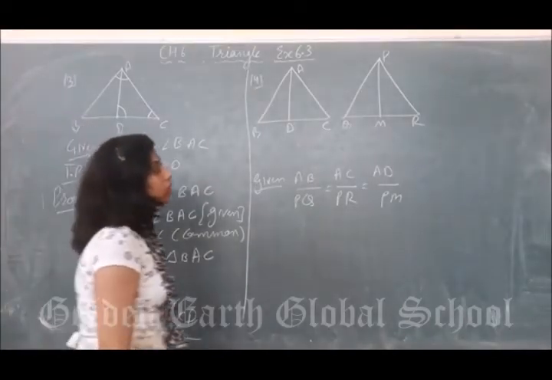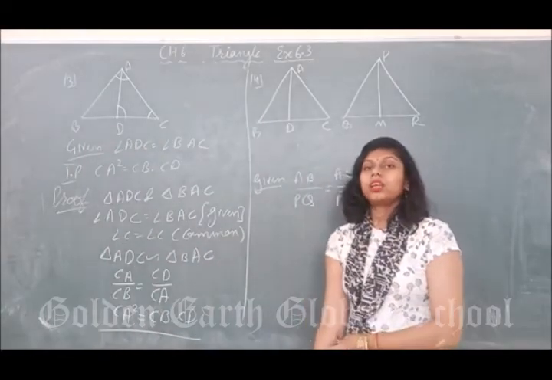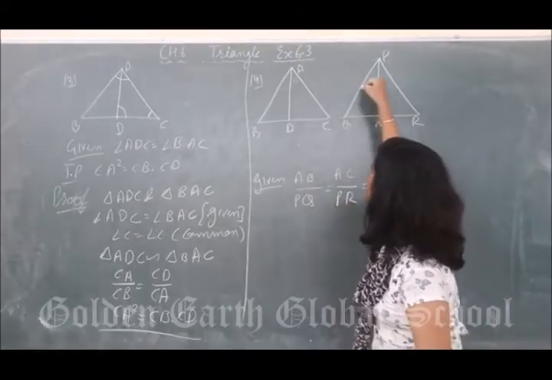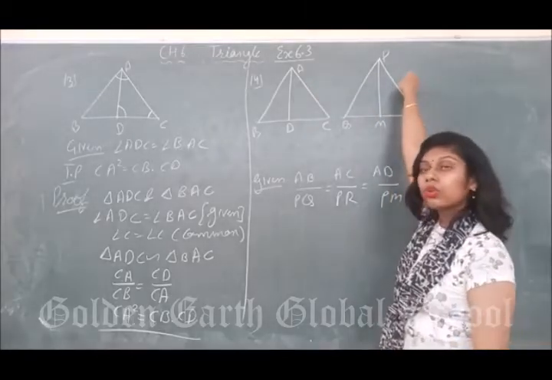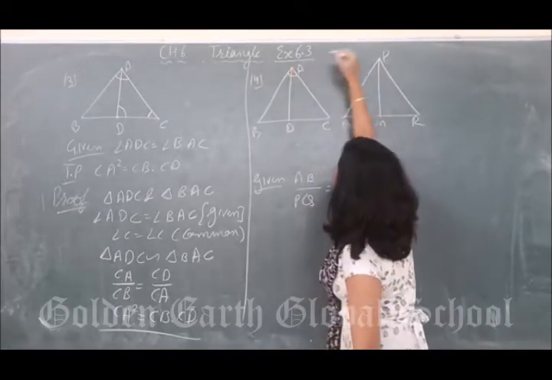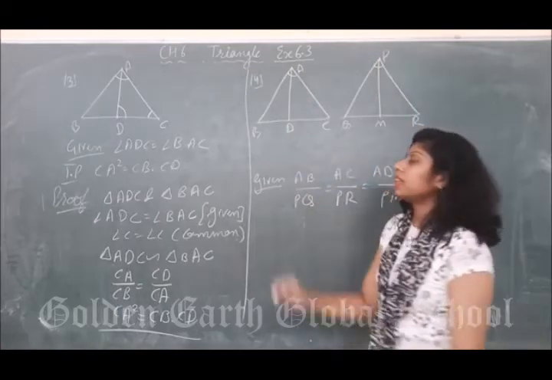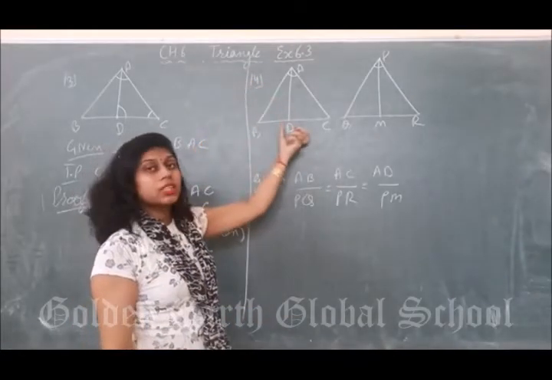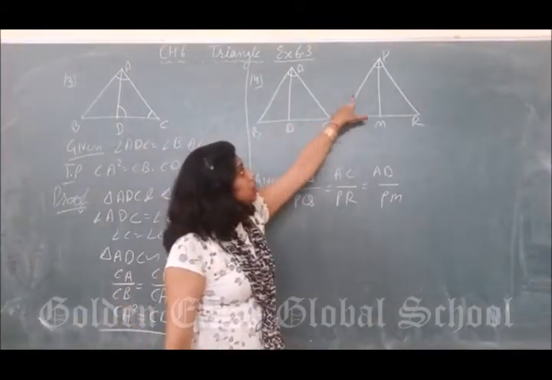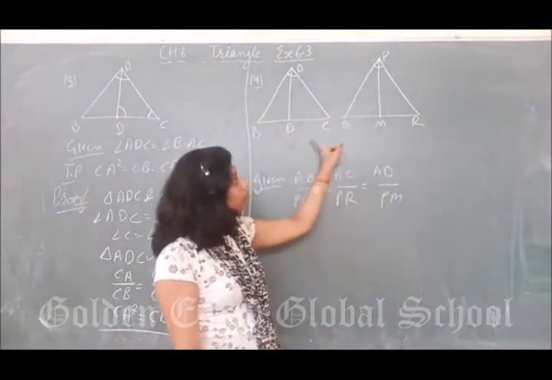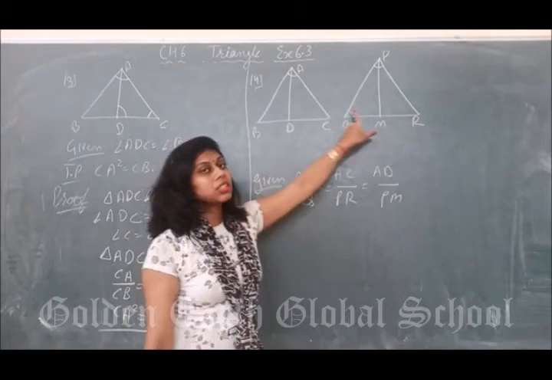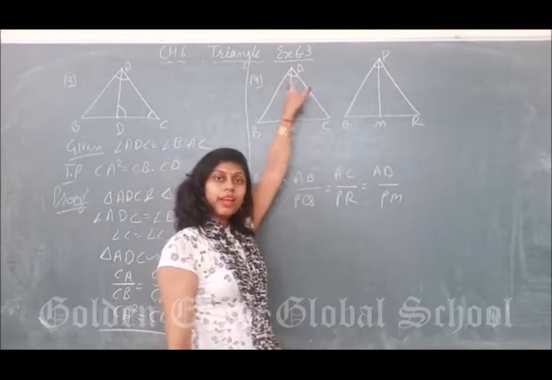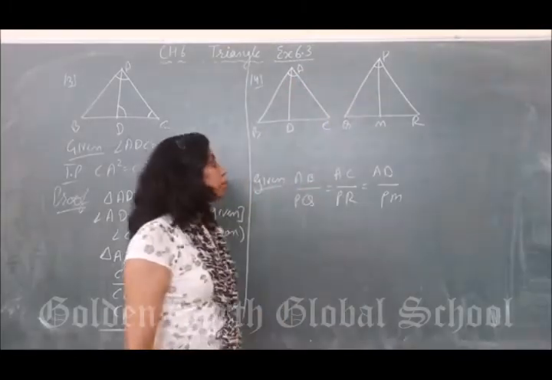How will we show the complete triangles are similar? Again we need the ratio of two sides and one angle. Which two sides are given? AB, PQ, AC and PR. So we need this angle. First of all, we have to show angle A is equal to angle P. In the previous question, the ratio of AB and BC to PQ and QR was given, and firstly we proved B is equal to Q. Now according to this, these ratios are given, so we have to prove angle A is equal to angle P.